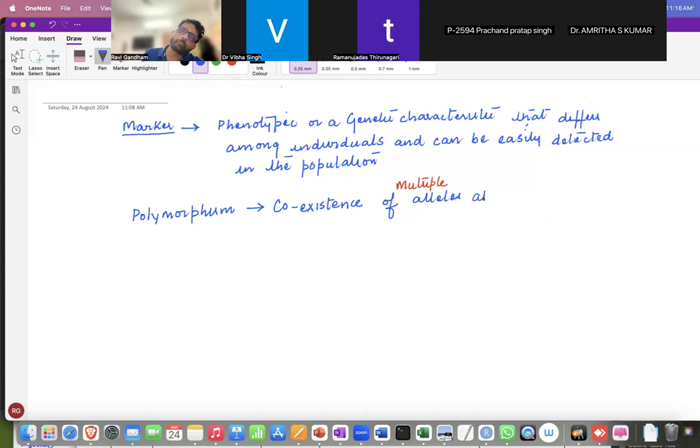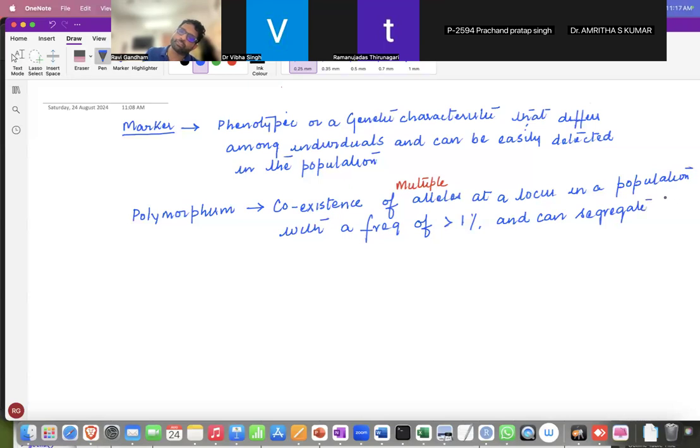at a locus in a population with a frequency of greater than 1% and can segregate from generation to generation.